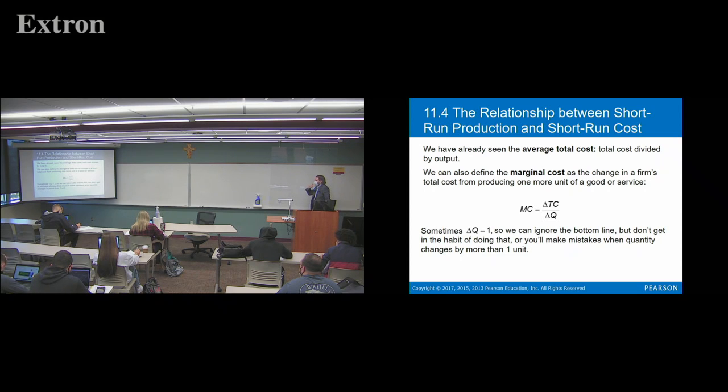Most of the time when we're working in this class, the change in the quantity is going to be 1. That's typically what we're going to be working with. So we can ignore that and just look at the marginal cost as the change in the total cost, moving from one unit to the next. But it's important to remember the change in quantity is there in case you're looking for change over multiple units.